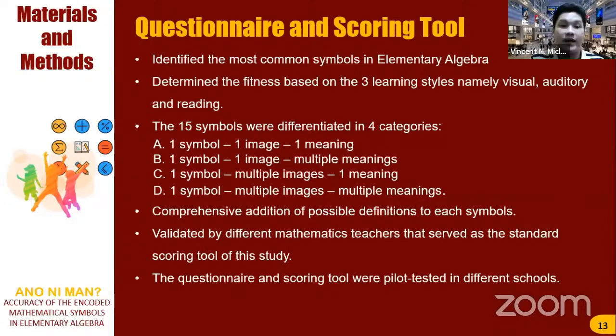So we have category A for symbols with one image and one meaning, category B for one image and multiple meanings, category C for symbols with multiple images but one meaning, and category D for symbols with multiple images and multiple meanings. After that, we comprehensively added all possible definitions to each symbol. Then these were validated by different mathematics teachers that serve as standard scoring for the tool. And the questionnaire and scoring tool were pilot tested in different schools, both private and public, in the Philippines.